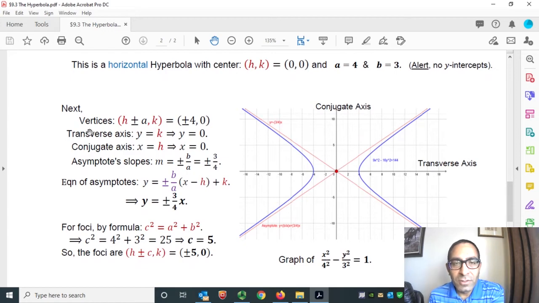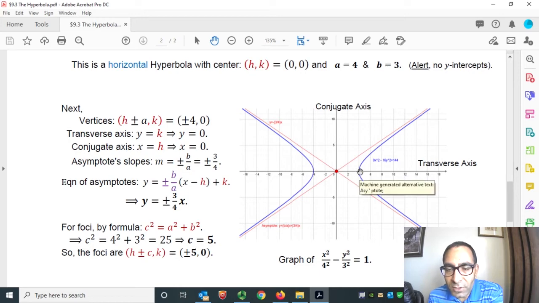So now, by formula, the vertices are (h plus or minus a, k). So h is 0, a is 4. So then the vertices are at plus or minus 4, 0. And in the diagram here, this is a vertex, this is a vertex.